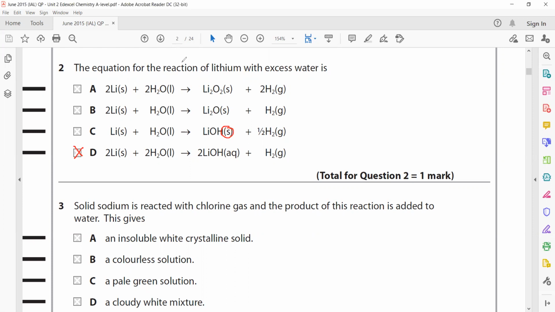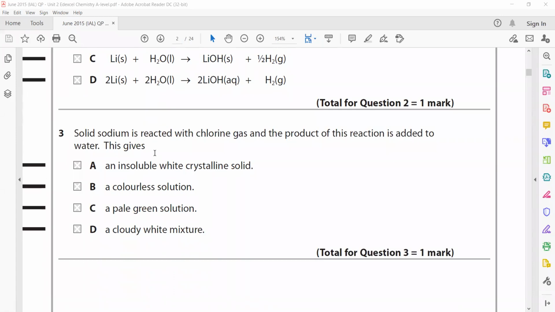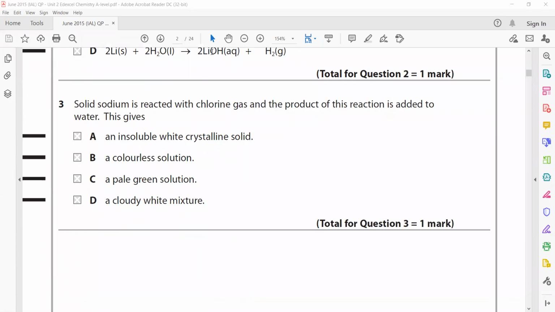For question 3, solid sodium is reacted with chlorine and the product of this reaction is added to water. When solid sodium is reacted with chlorine, it will form sodium chloride, and then sodium chloride is dissolved in water, so it will form aqueous sodium chloride. What we will observe: group 1, 2, 3 soluble salts are colorless. So we'll observe a colorless solution.